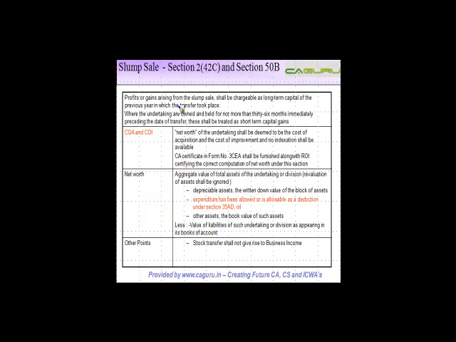Now, even to calculate the total value of assets, there are two kinds of assets. For depreciable assets, the written down value has to be taken. For assets where the expenditure has been allowed or is allowable as a deduction under section 35AD, the value will be nil. And for other assets, the book value will be considered. We'll take an example covering the question and explaining all these points. Other points: stock transfer shall not give rise to business income. So even when you are transferring this on a lump sum basis, you pay capital gains on this, even if some stock is included in the total asset schedule.